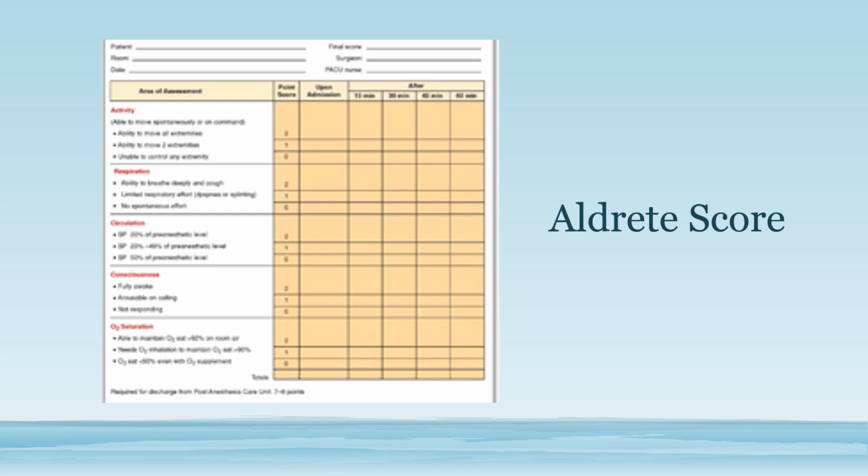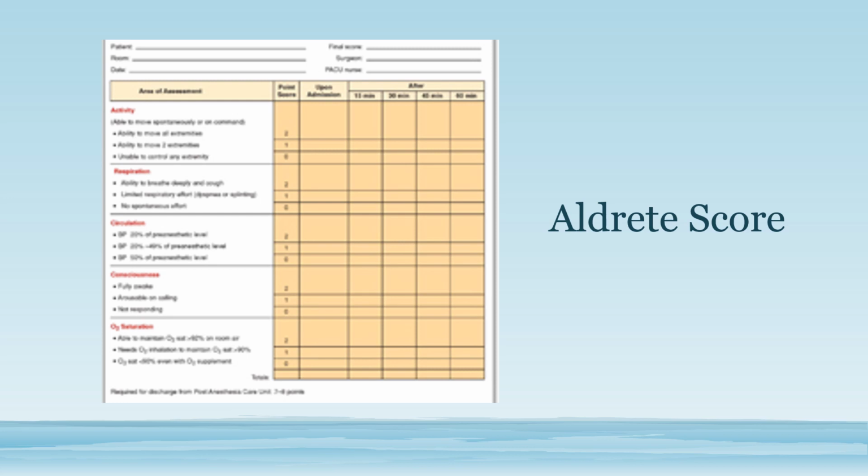So here's an example of a scoring tool used to determine patients' readiness for transfer out of the PACU. The Modified Aldrete score is a scoring system based on a set of objective criteria used to determine the patient's general condition and readiness for discharge from the PACU. The score is based on activity, respiration, circulation, consciousness, and oxygen saturation. And each area is scored a 0 to 2.